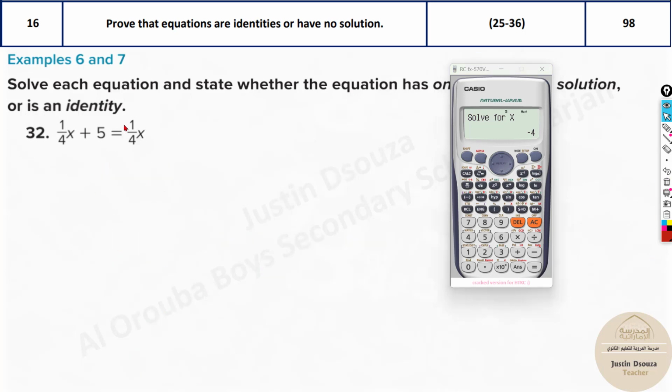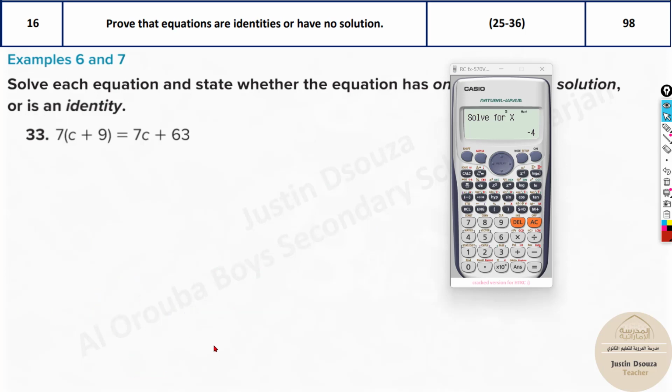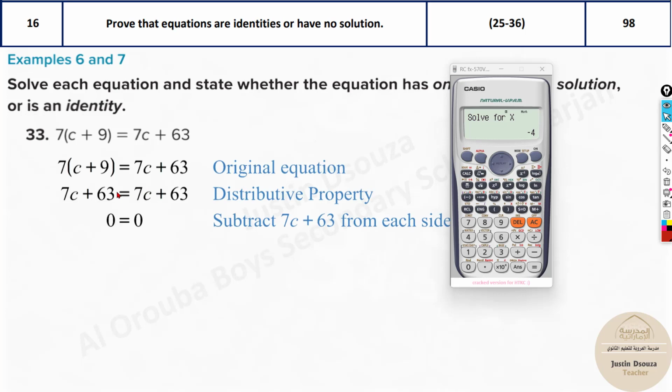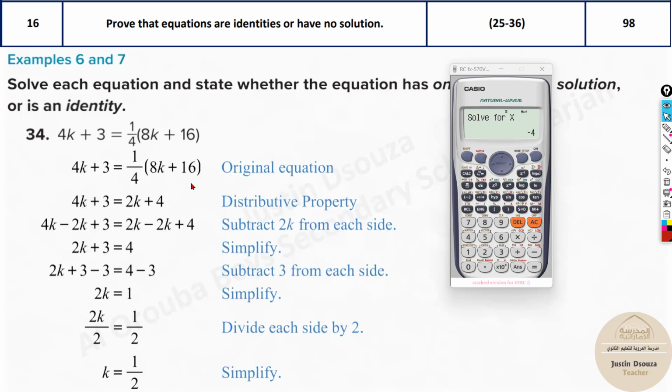And similarly, please see now this one cancels off and it is no solution, because 5 equals 0 is not true. This and this cancel. It will be 5 equals 0, which is basically not equal, therefore no solutions. And here also it's either identity or no solution. Why? Because when you multiply 7 times c, 7c and 7c cancel, and 7 times 9 is 63. So it's an identity over here. They both are equal: 63 equals 63, or 0 equals 0. That's an identity. Now, in the same way, please do solve the others.